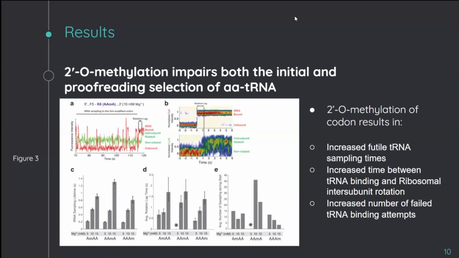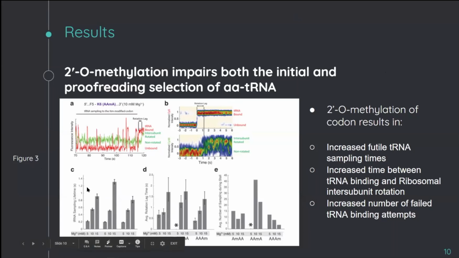Okay, we're off to our second result, which is that 2'-O methylation impairs both initial and proofreading selection of the aminoacyl tRNA. So this is figure 3, and as you can see, the data looks very similar to figures 1 and 2. Figure 3B is figure 3A, but as a contour plot, and this is sample trace data under one condition, and it's used to make one of the bars of each of these bar graphs.